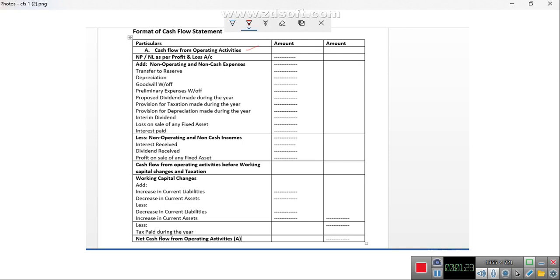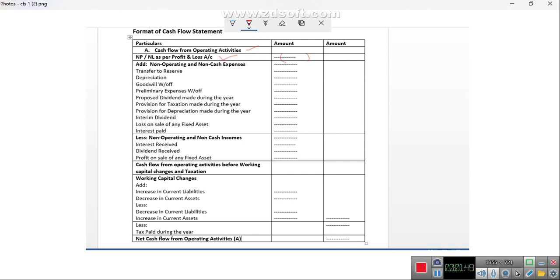Start it with the net profit or net loss, or the profit or loss made during the year. If this amount is positive, write it here. Otherwise, if it is a loss made during the year, or it is net loss during the year, write it within brackets. So if it is a negative balance, write it in the bracket. Otherwise, without bracket you can write, because it will be a positive figure.